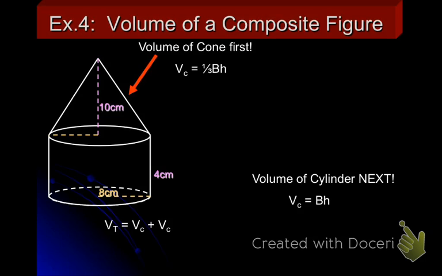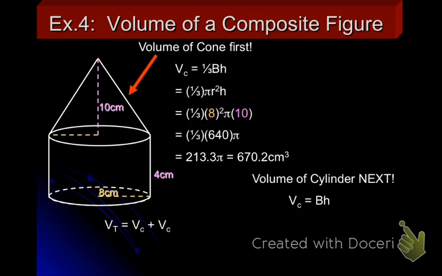All right, if we have a composite figure, we'll do the volume of the cone first, and then we'll do the volume of the cylinder. So for the cone, we know that we're going to have a third of the area of a circle in the base. And since they share, the cylinder has a radius of 8 centimeters, that will be the radius of our cone as well. So a third of 8 squared times pi times 10, which is the height of the cone, and we'll get approximately 670.2 cubic centimeters.